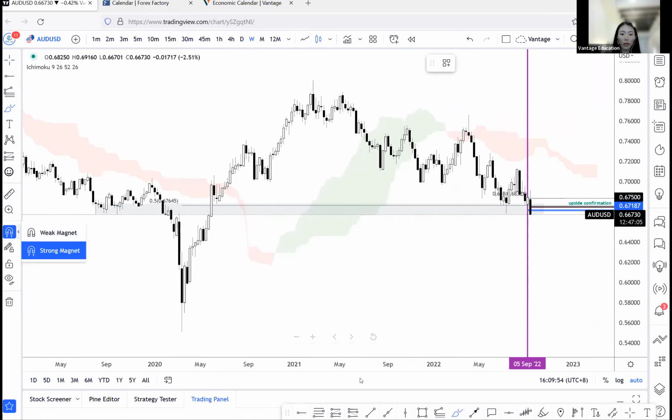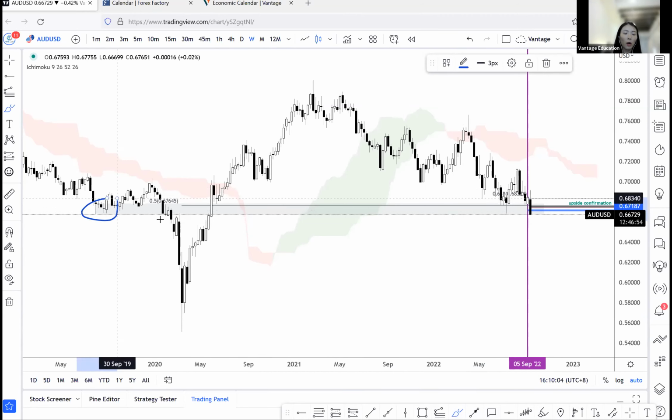Let me just remove the magnet mode. Essentially price came in to test this region as a support, then failed and retested this region again as a resistance. And right now it's sitting on this region again. So this is on the weekly time frame.